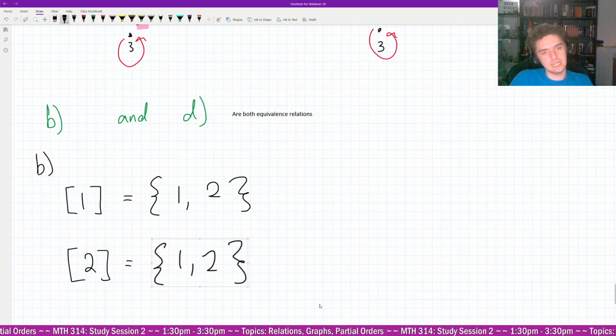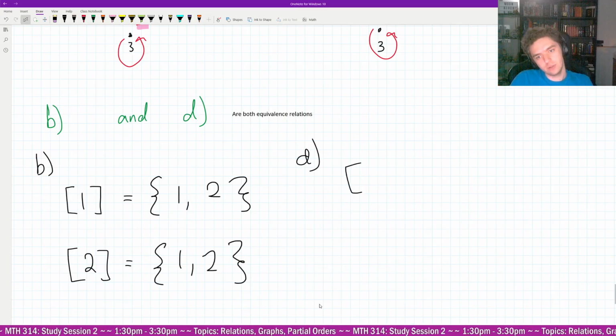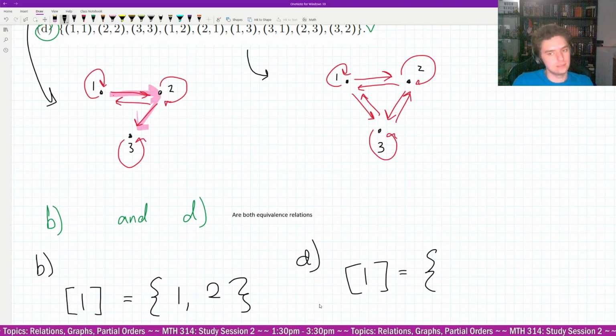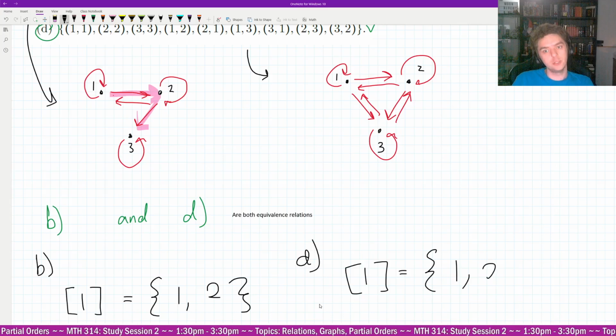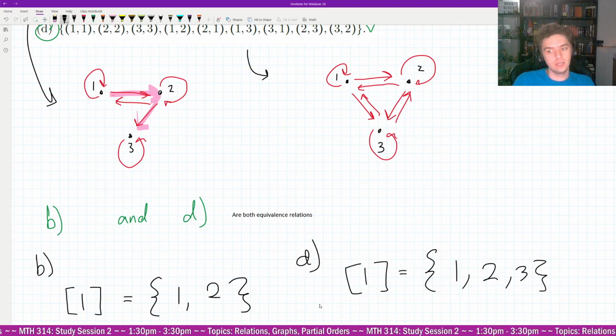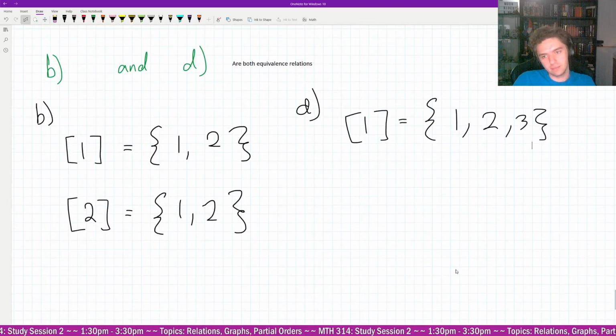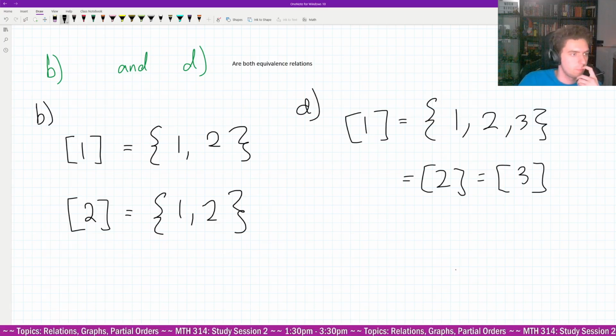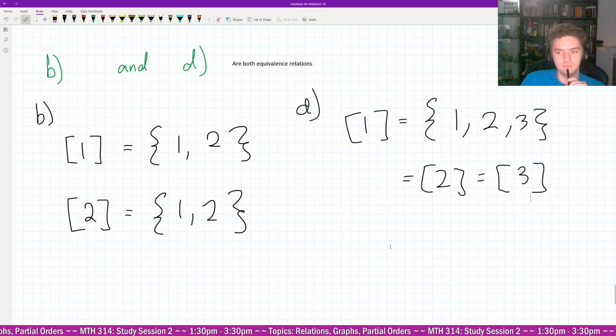And then for D, we have the equivalence class of 1. So this is D over here. What's related to 1? Well, 1 is related to 1, obviously. 2 is related to 1, and 3 is related to 1. And since all of them are there, this is, of course, the same as the equivalence class of 2, and it's the same as the equivalence class of 3. And that's all it is. Yep, that's correct, what you said.